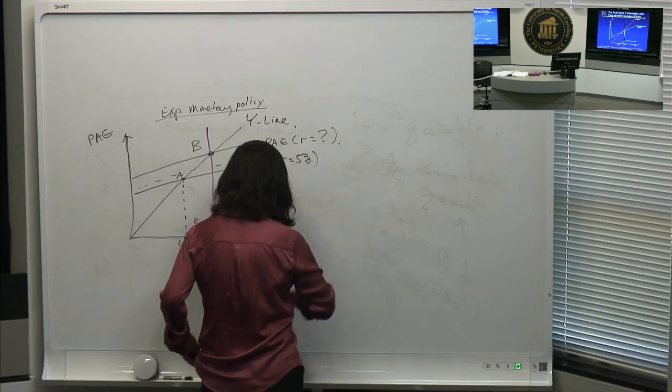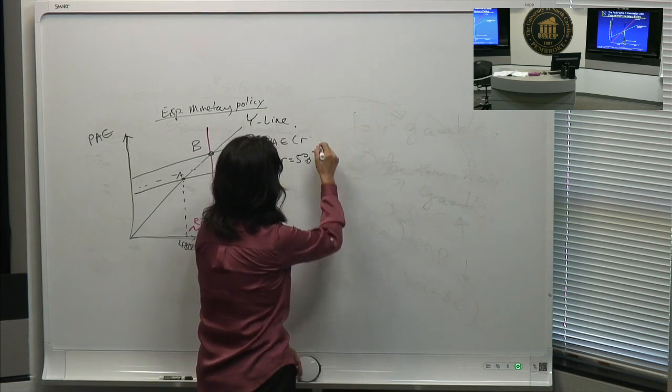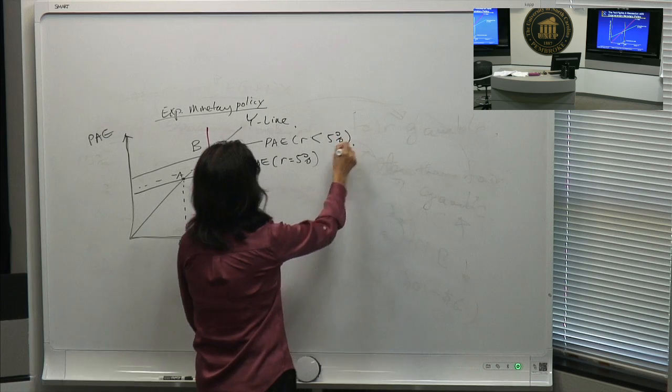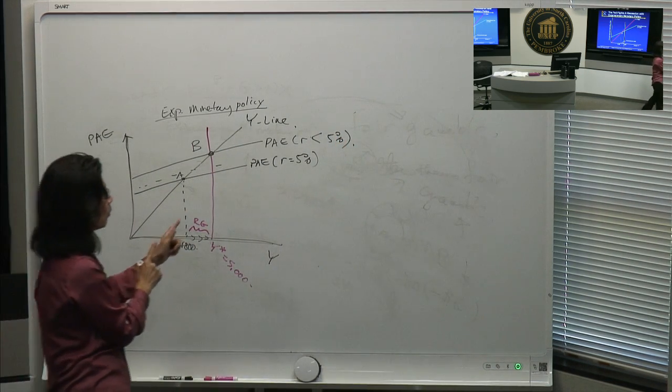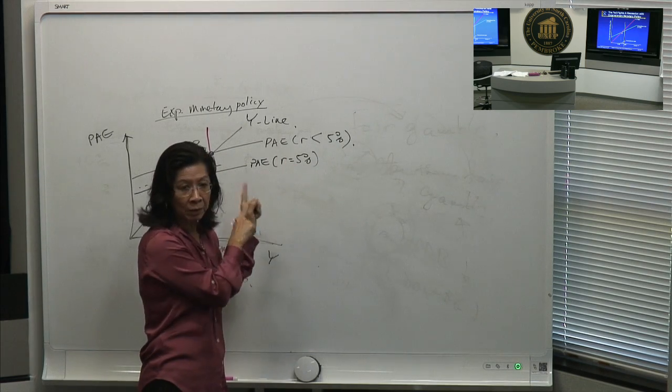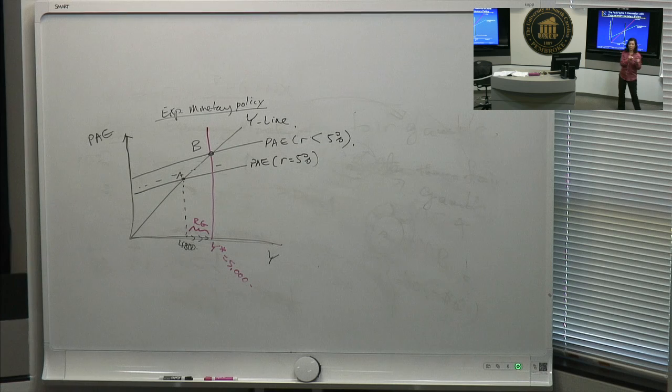Okay, so this should be, I'm just gonna put less than 5%. And we're gonna find out what is that interest rate. So for now, you just know that it's gonna be lower than 5 because it's gonna be lower, but we will find out what is that specific percentage now, okay?